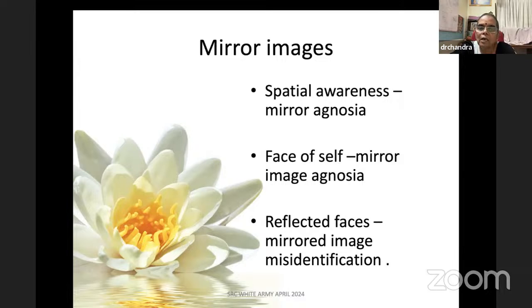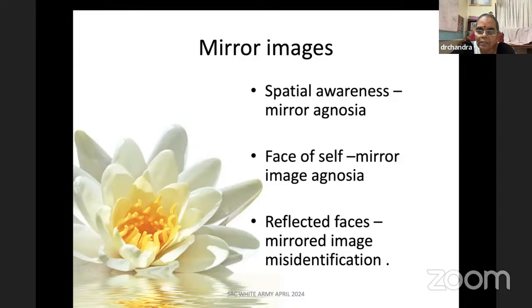And the face of self, that is called mirror image agnosia. Your own image is there in the mirror, but you think that it is somebody else. So you talk to your own image. So imagine a person talking to his own image or her own image in the mirror. You will think that person is mad. But they will think that the reflected image is a cousin or nephew.